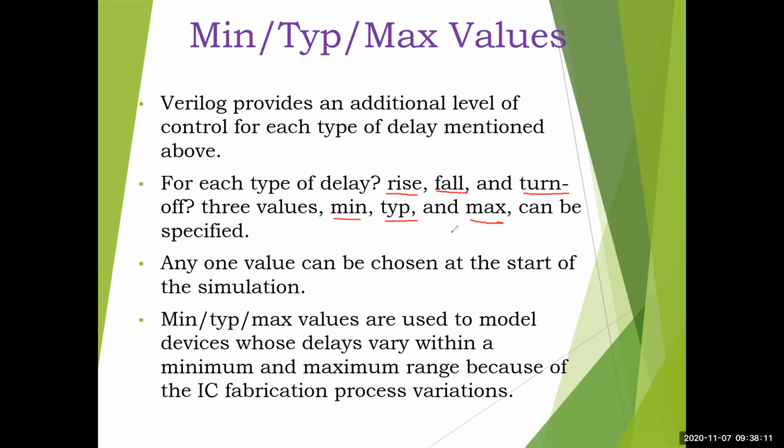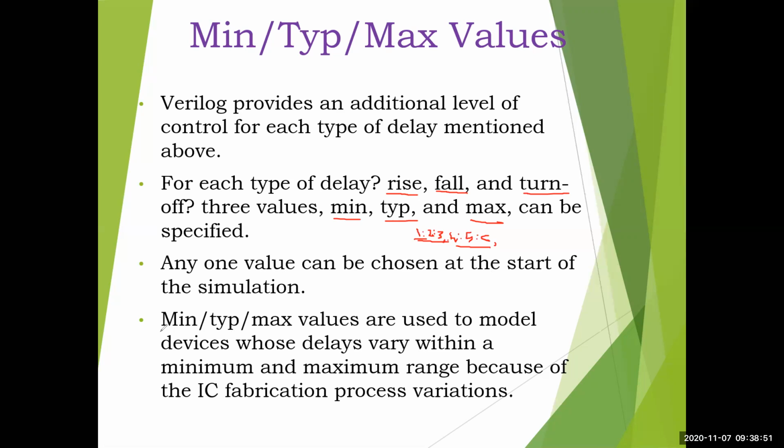So how to differentiate that? We will use a colon operator here. Just to show you, earlier we had written 1 comma 2, rise, fall, like that. Now we will mention it like this: 1:2:3, comma, 4:5:6. Meaning, this is completely the rise delay, this is completely the fall delay. In the rise delay, this is the minimum value, typical value, maximum value. Any one value can be chosen at the start of the simulation.